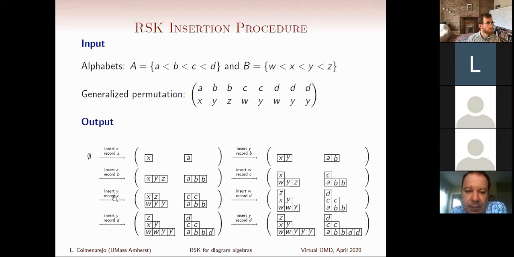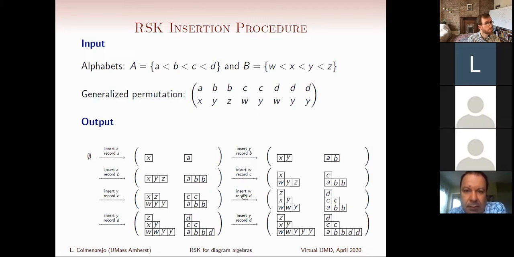When I try to do it with the Y, it is smaller than the Z here, this one. So I'm going to put the Y in the position of the Z, and the Z is going to the second row. Since Z is larger than X, I can just put it next to it. And I continue doing this.